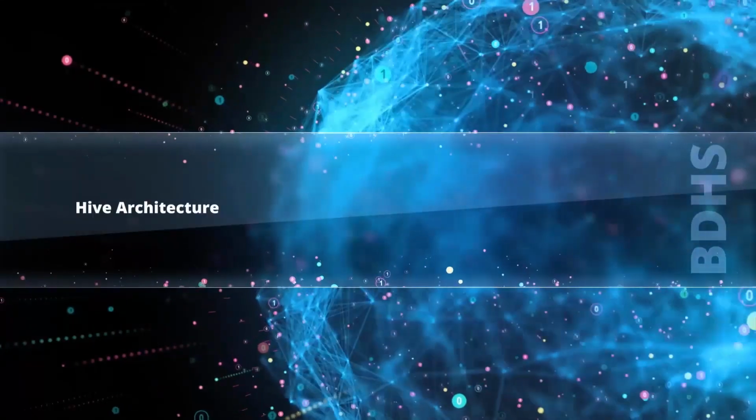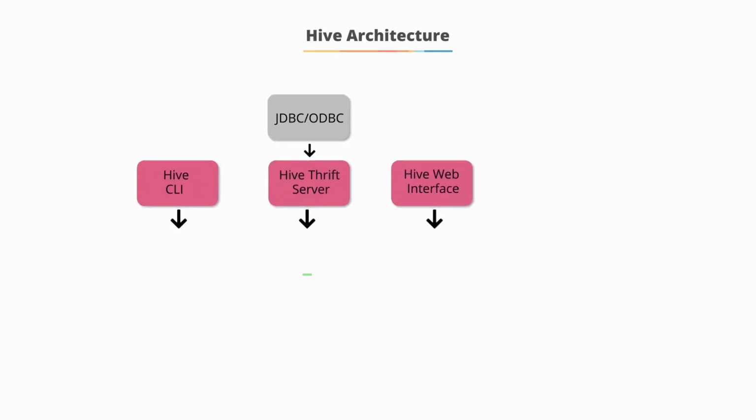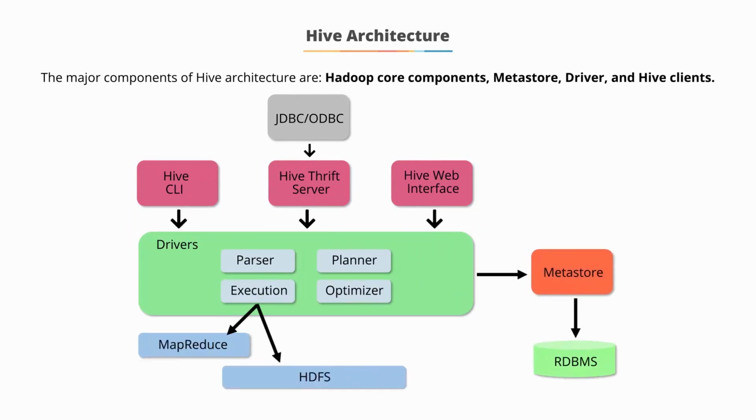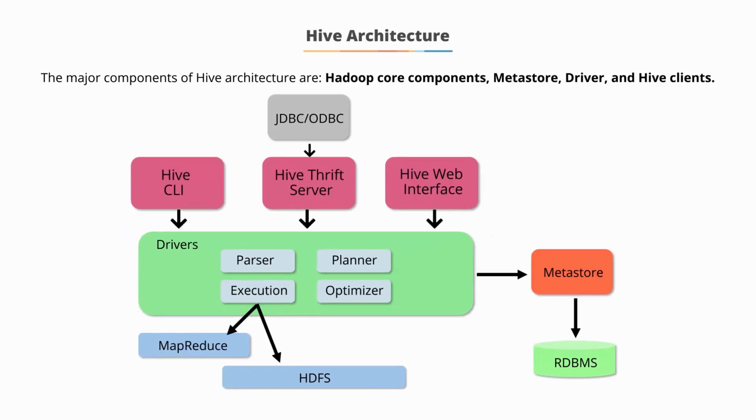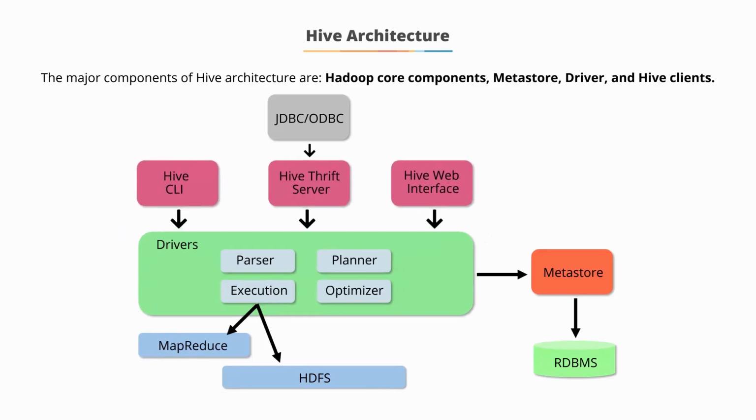Hive architecture. There are four main components as part of the Hive architecture: Hadoop core components such as HDFS and MapReduce, along with Metastore, drivers, and Hive clients. The Hadoop core components include HDFS. When data is loaded into a Hive table, Hive internally stores the data in an HDFS path, which is the default Hive warehouse directory.